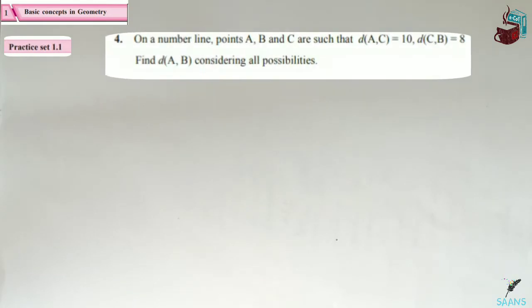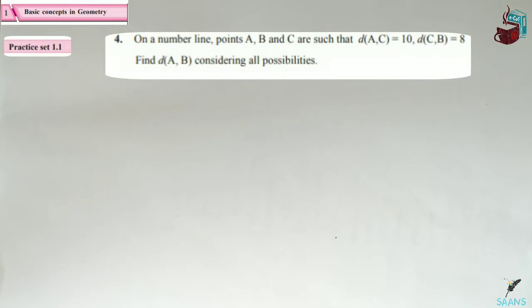Now we're going to go to question number 4. This also tells us about betweenness. Now let me read the question for you all. On a number line, points A, B and C are such that distance AC is 10, distance CB is 8, and distance AB, find distance AB considering all the possibilities. Now, as we saw, this is betweenness only, the concept. Here we have 3 possibilities.